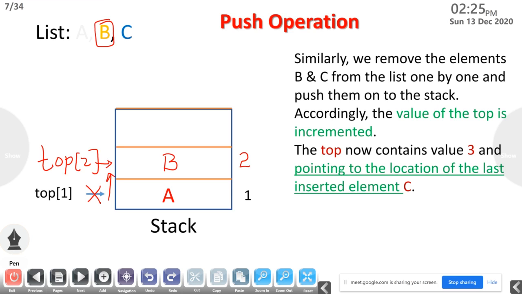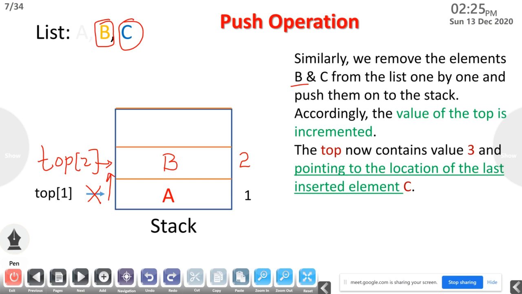So we inserted, or pushed, the value B. Then, in that same way, we can insert the value of C also from the list. We can also push the value C to this stack. For that, what do we want to do?